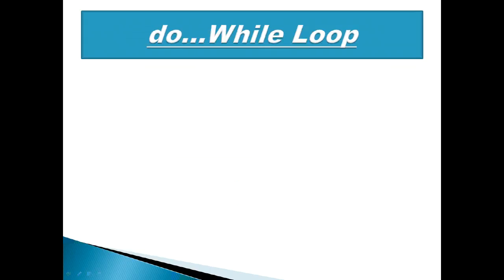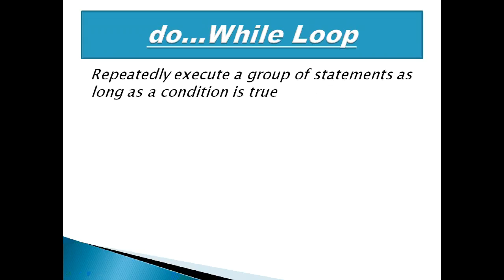Next is the do-while loop. This loop is used when there is a need to repeatedly execute a group of statements as long as the condition is true. If the condition is false, the repetition will be stopped and the flow of execution comes out of the do-while loop. Syntax for do-while loop is do, open brace, statement, closing brace, while condition. So this is all about the do-while loop.